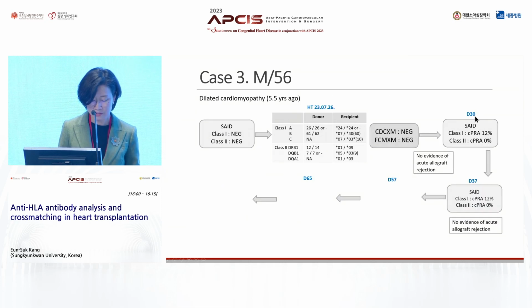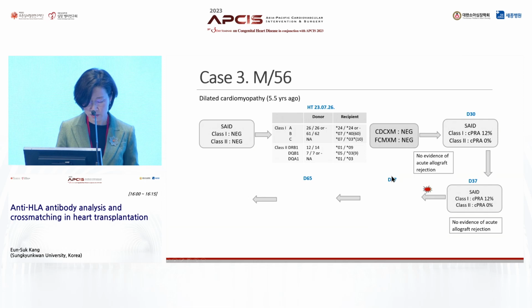The last case is a 56-year-old male patient diagnosed with dilated cardiomyopathy. Like case 2, the patient didn't have preformed DSA, and post-transplantation DSA until day 65. Actually, I didn't show here, but it was negative until day 65.